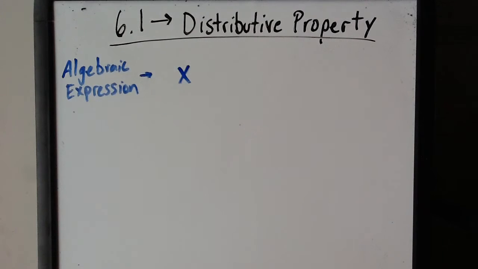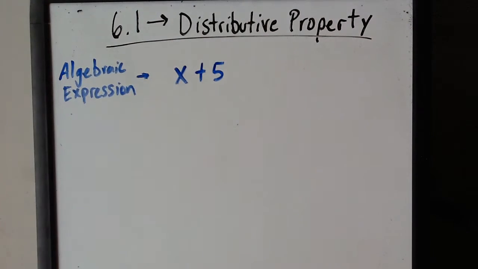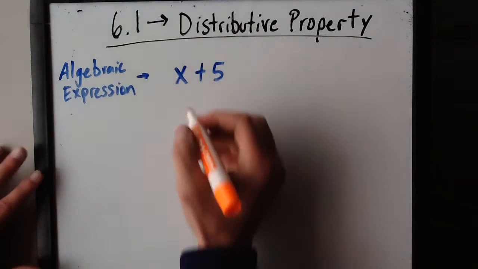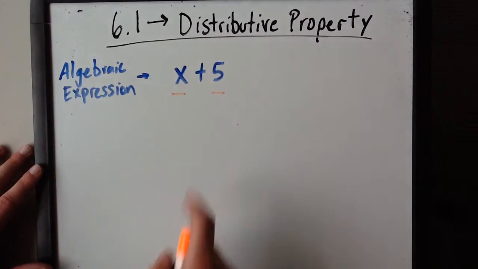Now, expressions can also have operation symbols like the plus sign or the minus sign. So we could have something like x plus 5. This is an algebraic expression. It has a variable x, and it has an operation symbol, plus 5. Now, in this expression, there are two what we call terms. x is a term, and 5 is a term. This is actually positive 5. That's what the plus means.